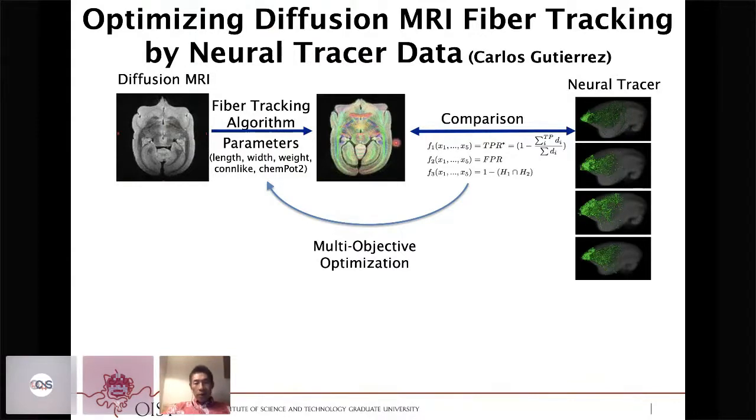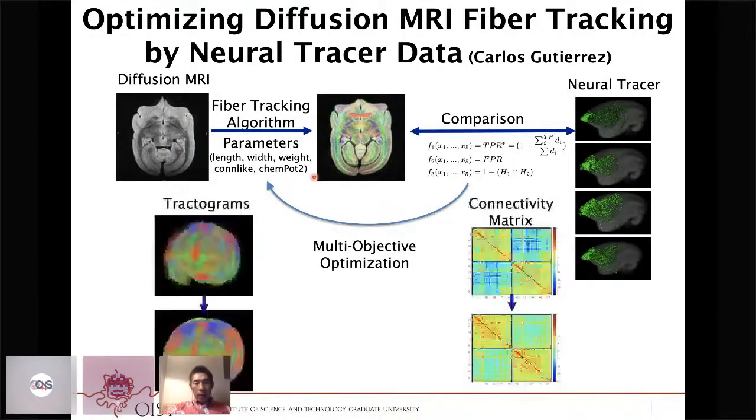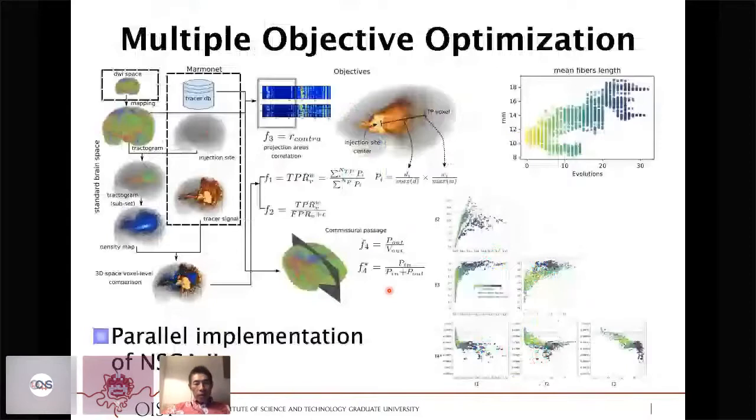So we implemented a kind of multi-objective optimization framework to optimize these parameters of fiber tracking algorithms. And by optimizing them, we could see an improvement in the tracking, especially for the long-range fibers. The resulting connection matrix became different compared to the default parameters people usually use. And this is the actual implementation of our algorithm.